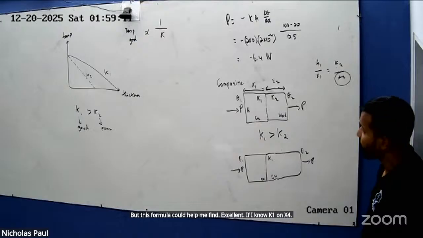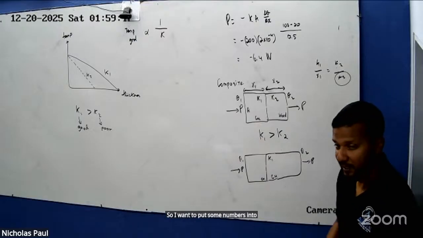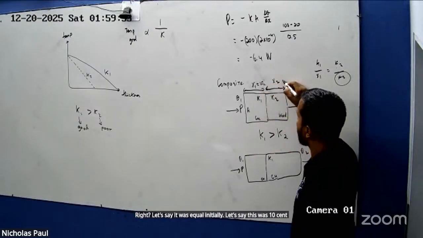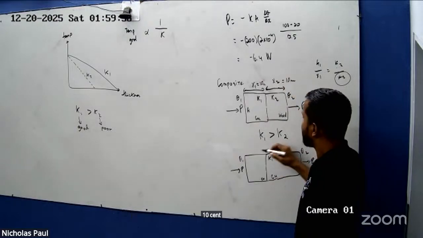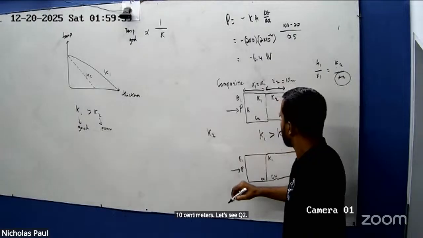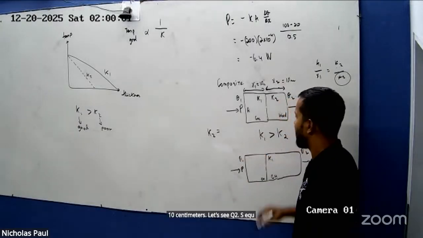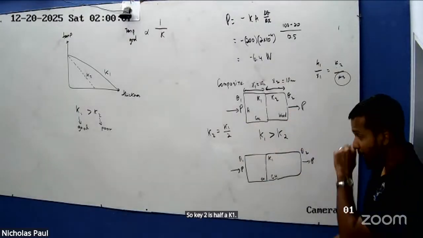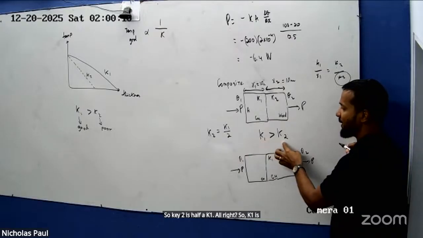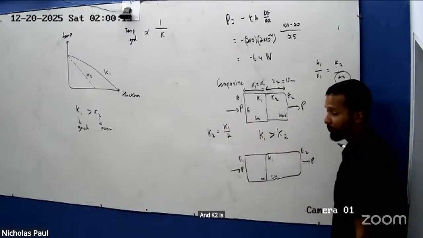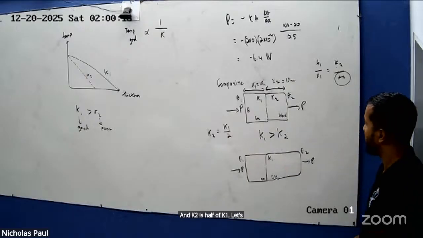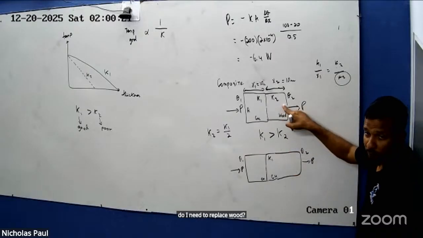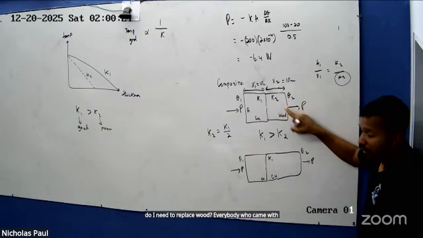I want to put some numbers into this to see if it makes sense. Let's say it was equal initially. Let's say this was 10 centimeters, 10 centimeters. K2 is a bad conductor, so K2 is half of K1. K1 is a better conductor than K2. Let's try it here. How much copper do I need to replace wood?